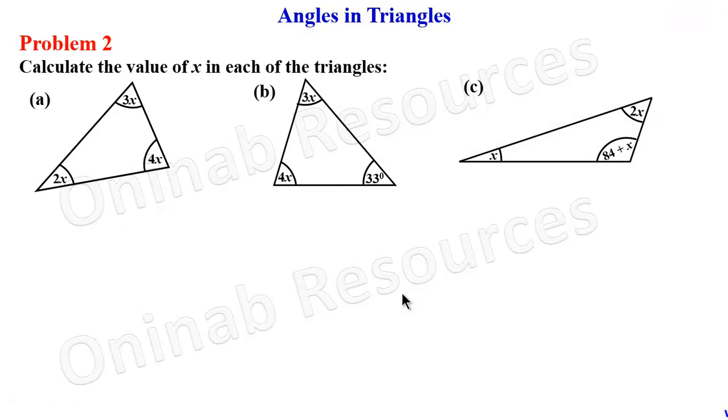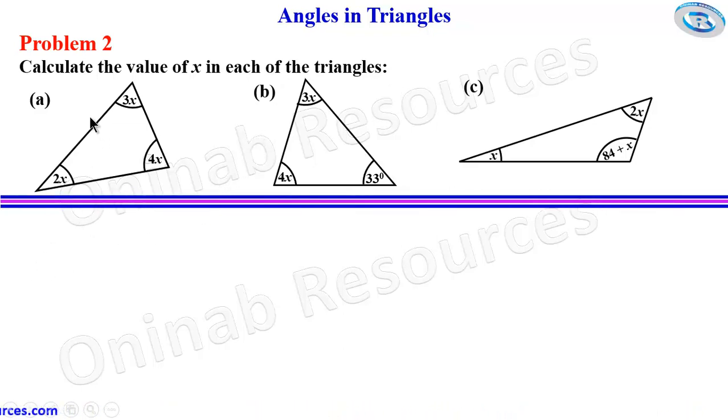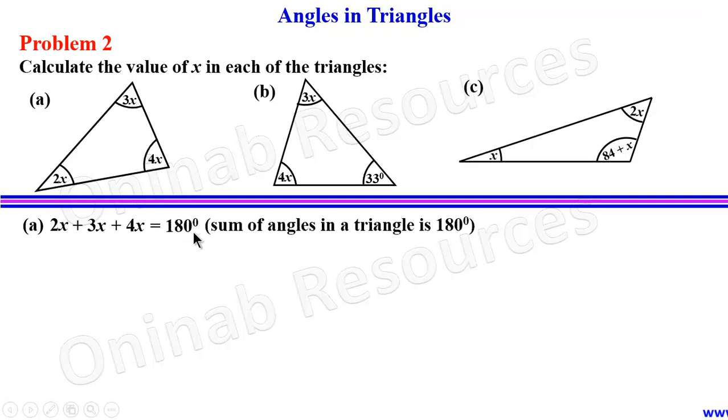We go to problem 2. For problem 2, calculate the value of x in each of the triangles. So we start from A again. For A, we are going to have 2x plus 3x plus 4x is equal to 180 degrees. Sum of angles in the triangle is 180 degrees. So adding them up, equating it to 180, we solve. This is 5 plus 4, giving us 9x equals 180 degrees. Dividing both sides by 9, I have x equal to 20 degrees. And that's all for A part of the problem.